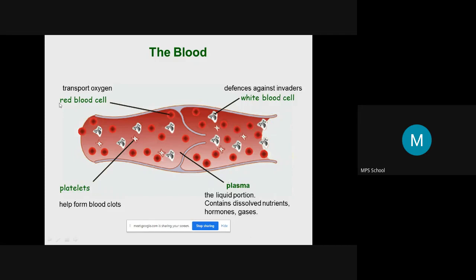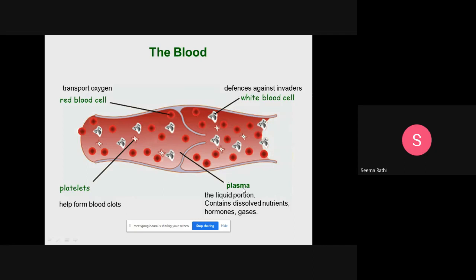What is the function of the RBC? It transports the oxygen. And what is the function of WBC? Defense against invaders. And what about the platelets? Help form blood clots. So when will it form the blood clots? Yes, very good. When we get injured, that time it helps form blood clots.